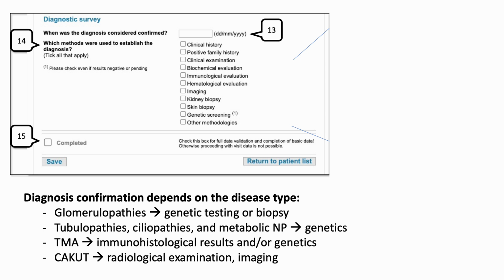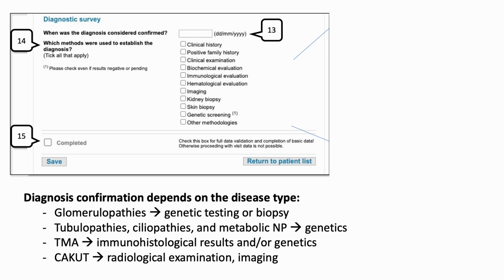As a general guide, glomerulopathies are usually confirmed either by genetic testing or kidney biopsies. For tubulopathies, ciliopathies, and metabolic nephropathies, confirmation is mostly based on genetic testing. In thrombotic microangiopathies, diagnosis is typically confirmed through immunohistological findings and/or genetic results. For acute, confirmation is based on radiological investigations.